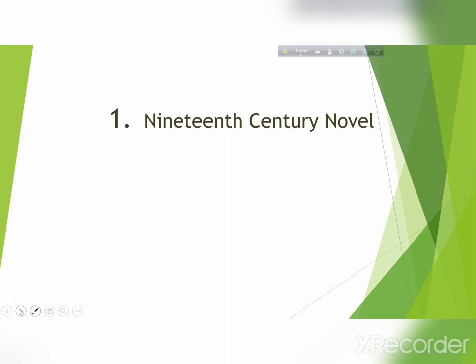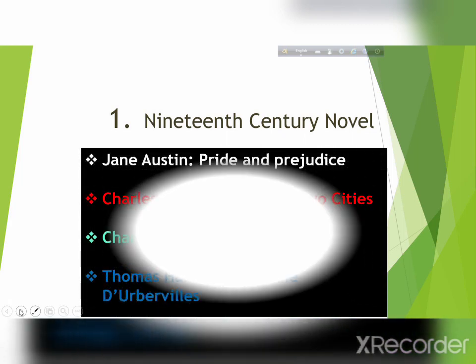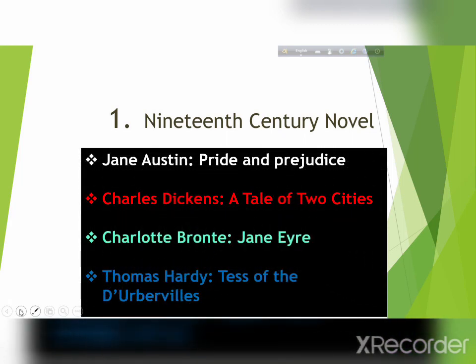Let's start. The first course is 19th century novel. In this course, there are 4 novels of 19th century. The first one is Pride and Prejudice, written by Jane Austen. In this novel, the writer portrayed the real picture of the then society.